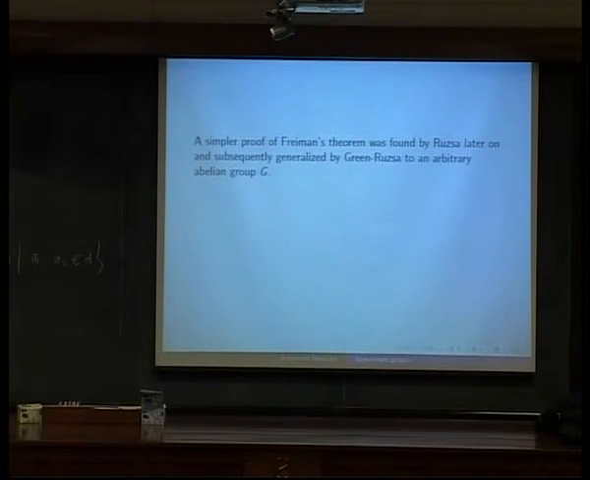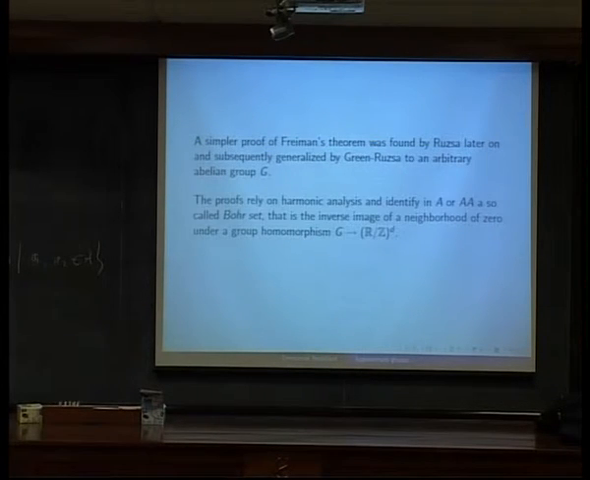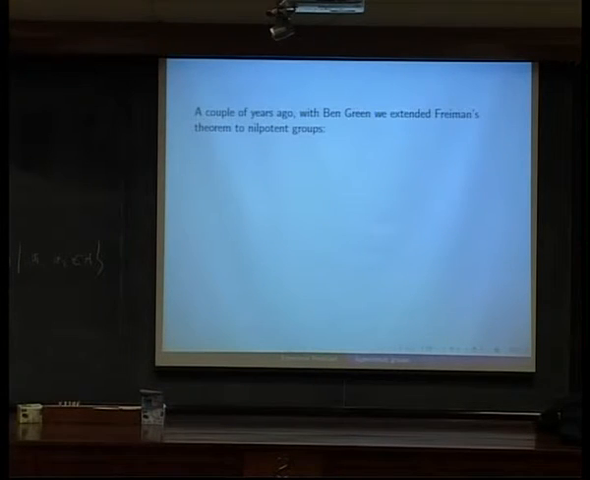A simpler proof of Freiman's theorem was found by Ruzsa later on, and then generalized by Green and Ruzsa to an arbitrary abelian group. And those proofs typically rely on harmonic analysis. The idea is to identify inside A or inside A plus A what's called a Bohr set, that is the inverse image of a character to a torus. I won't discuss this here, but this is just to let you know that this exists.